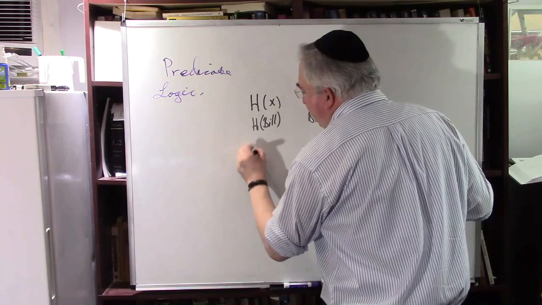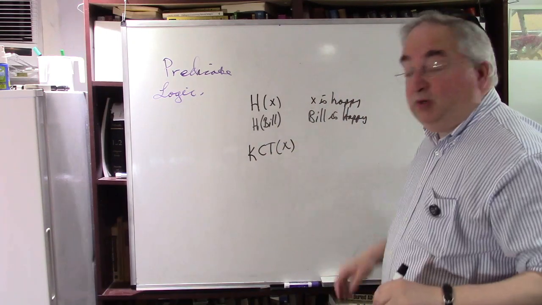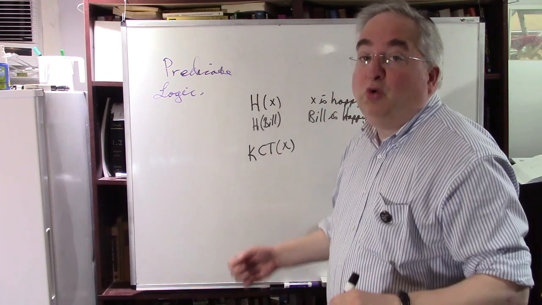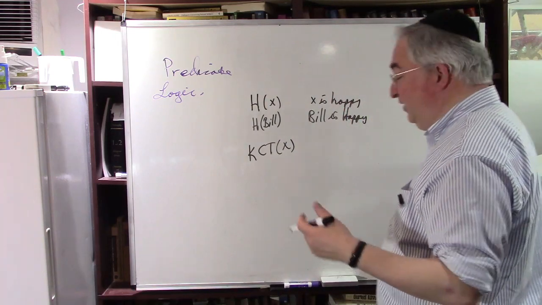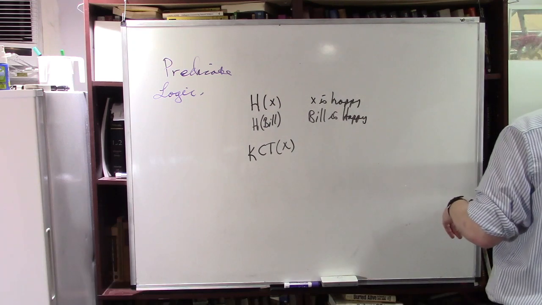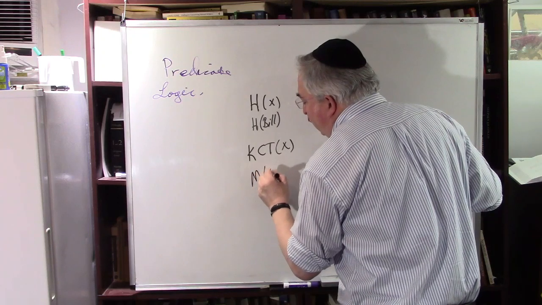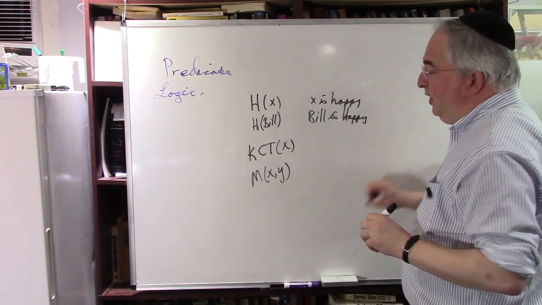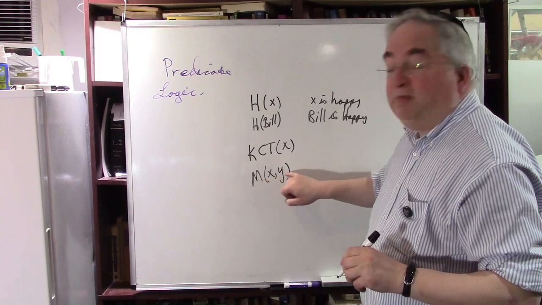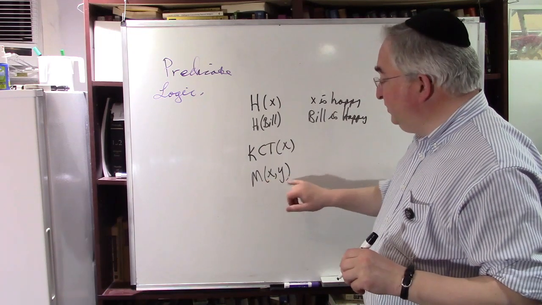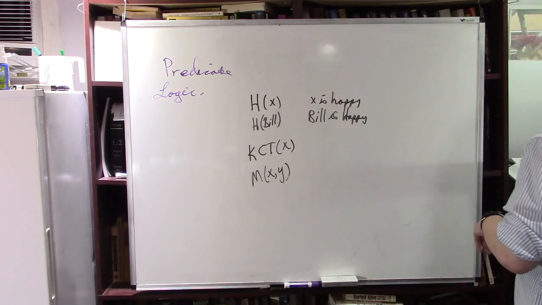Then we have KCT of x. That's again, x is a person, and KCT stands for knows category theory. If they know category theory or they don't know category theory. Then we have another one with two variables, M of x, y. So this stands for, this is a person, this isn't a person, and this says x is a mother of y. If x is the mother of y, then it's true, otherwise it's not true. Those are nice, cute examples.